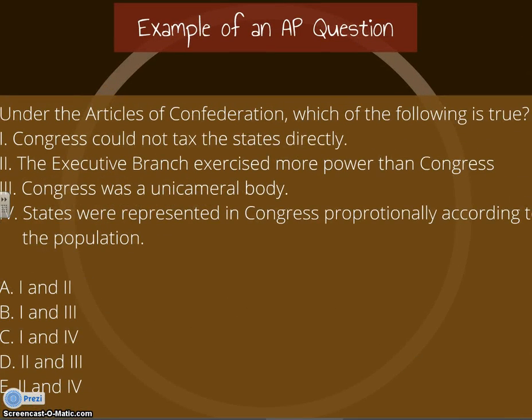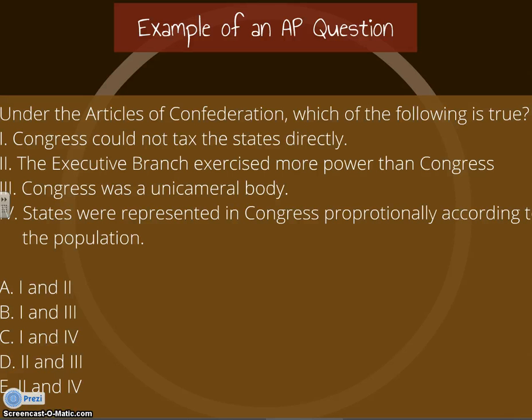I want to give you an example of an AP question. Under the Articles of Confederation, which of the following is true? A: Congress could not tax the states directly. B: The executive branch exercised more power than Congress. C: Congress was a unicameral body. D: States were represented in Congress proportionally according to the population. You need to choose which two of those are correct. I'd like you to pause the video and figure out which one you think is correct, and then come back and I will give you the answer.